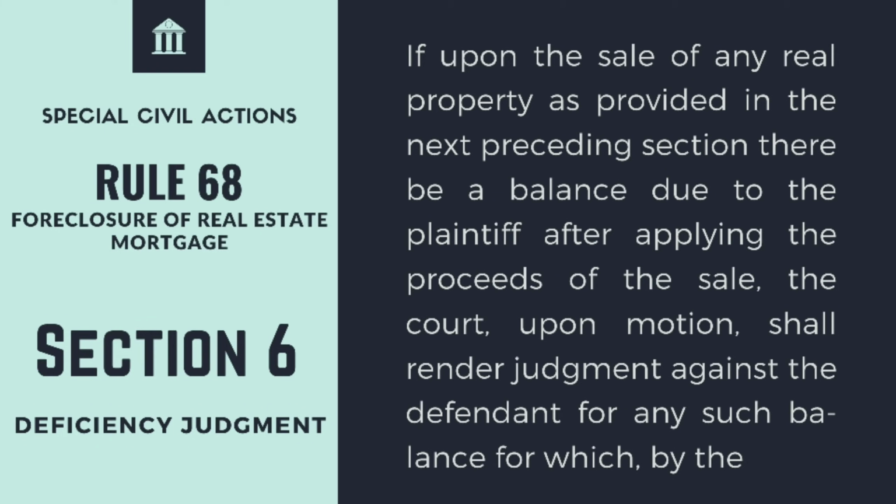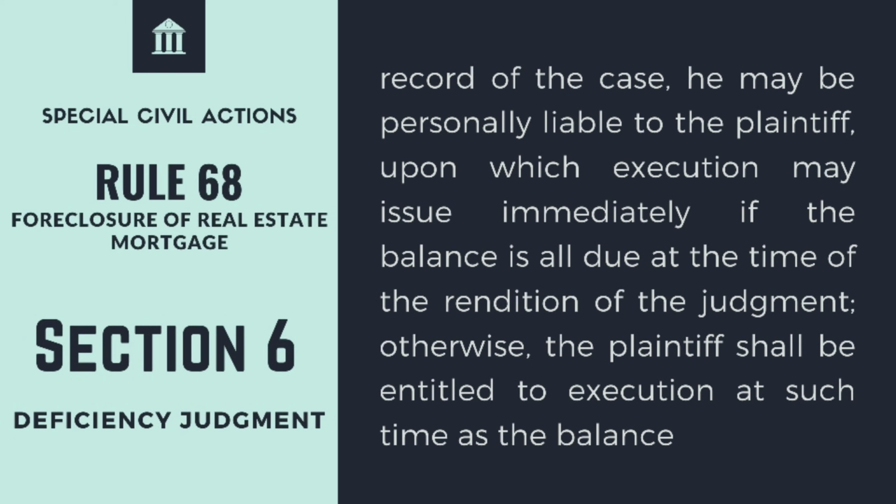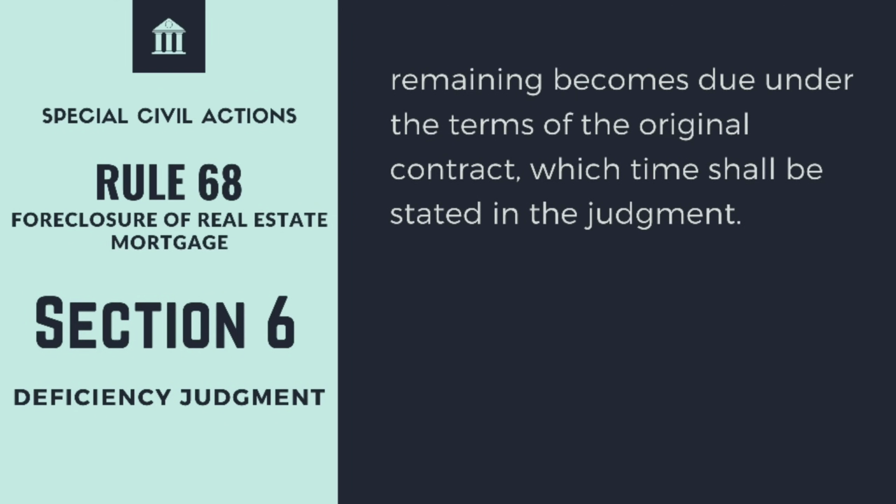Section 6. Deficiency judgment. If upon the sale of any real property as provided in the next preceding section, there be a balance due to the plaintiff after applying the proceeds of the sale, the court, upon motion, shall render judgment against the defendant for any such balance for which, by the record of the case, he may be personally liable to the plaintiff, upon which execution may issue immediately if the balance is all due at the time of the rendition of the judgment. Otherwise, the plaintiff shall be entitled to execution at such time as the balance remaining becomes due under the terms of the original contract, which time shall be stated in the judgment.